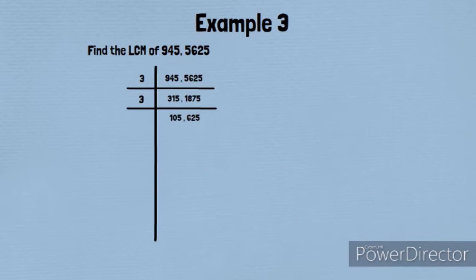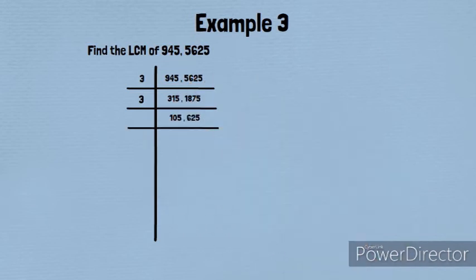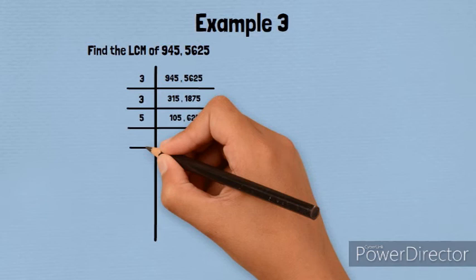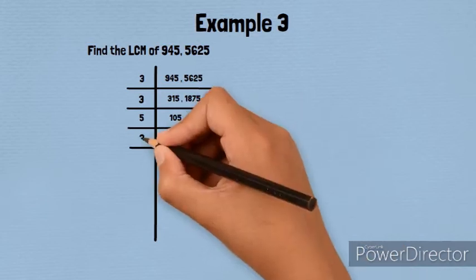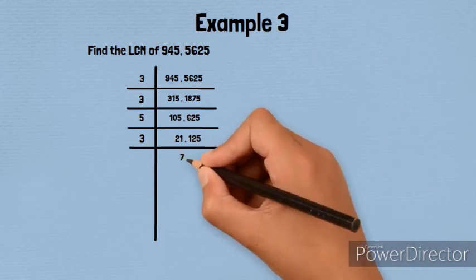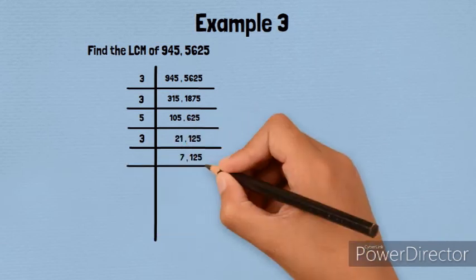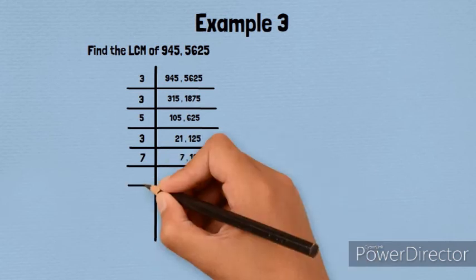315 divided by 3 gives us 105, and 1,875 divided by 3 gives us 625. Now let's divide these numbers by 5. 105 divided by 5 gives us 21, and 625 divided by 5 gives us 125. Now let's divide these numbers by 3. 21 divided by 3 gives us 7. 125 cannot be divided by 3, so we bring down 125.